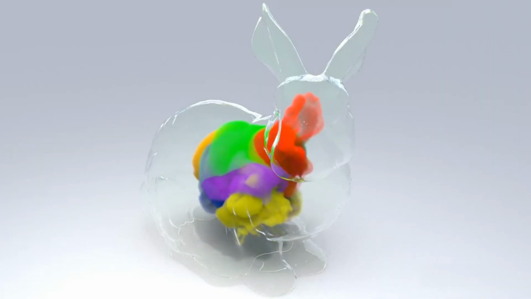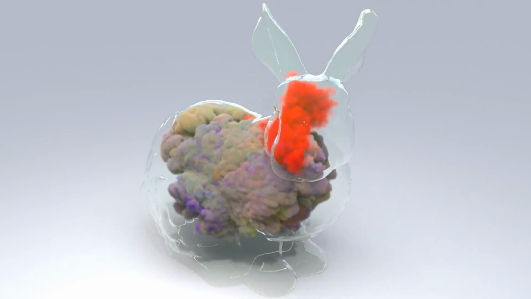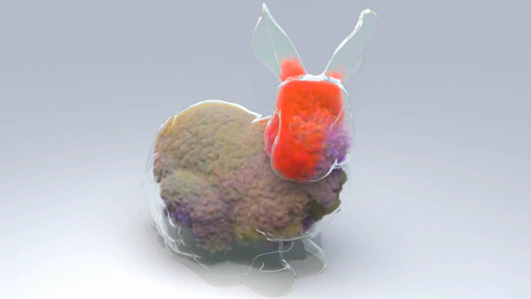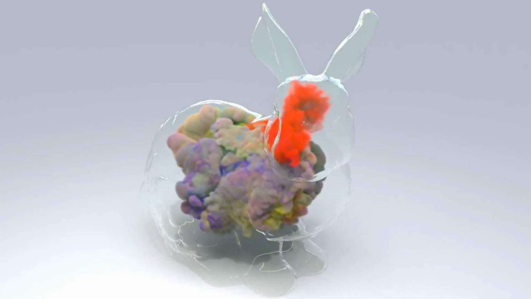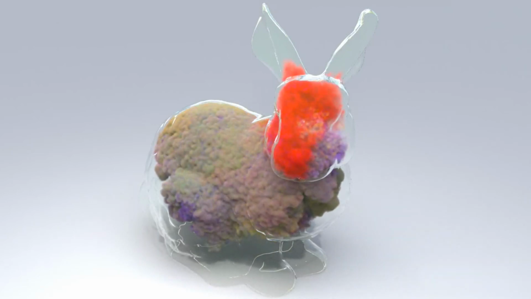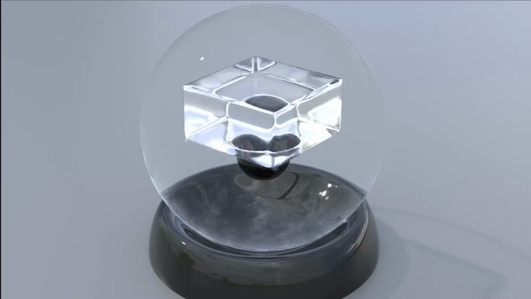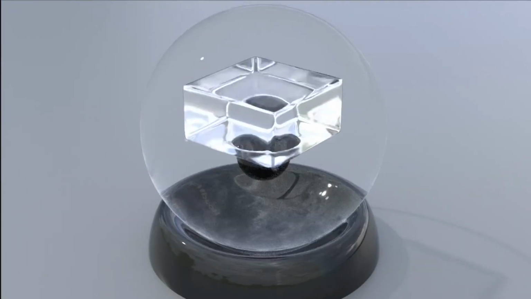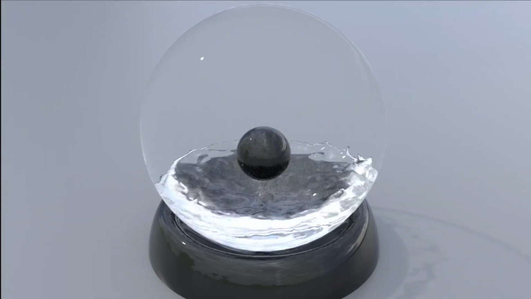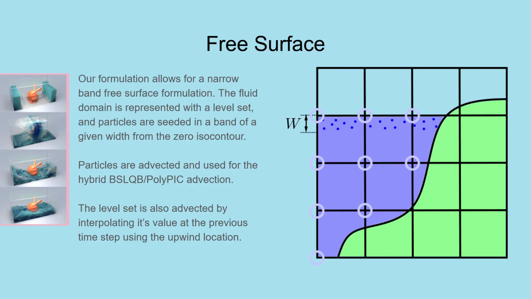We now show some more examples. As mentioned earlier, our method is able to handle interesting geometries using cut cells. Here is smoke in an irregular domain. And here is a block of water falling inside of a snow globe, with a smaller sphere inside. The globe example just now was an example of a free surface simulation using our formulation.